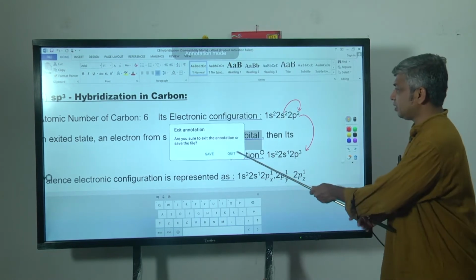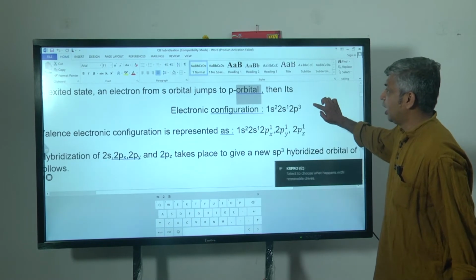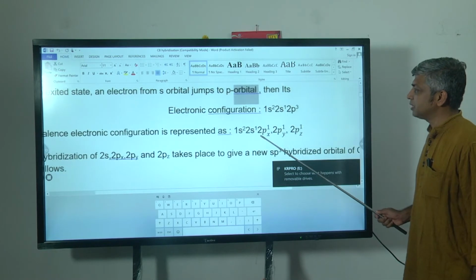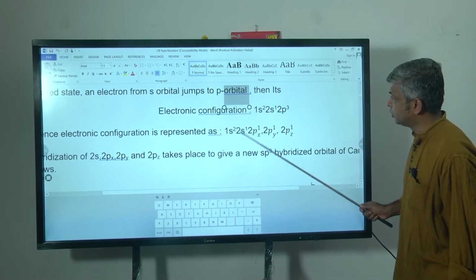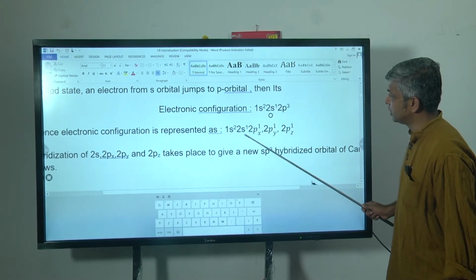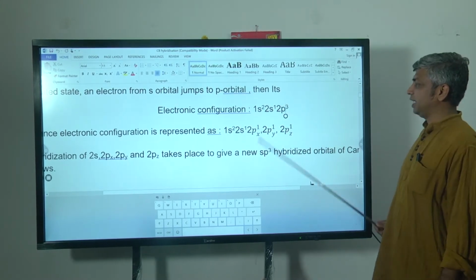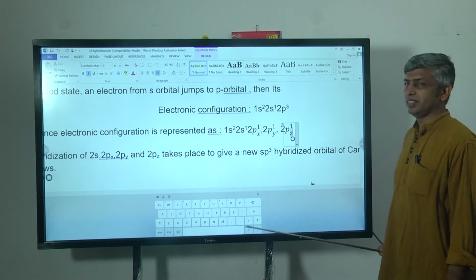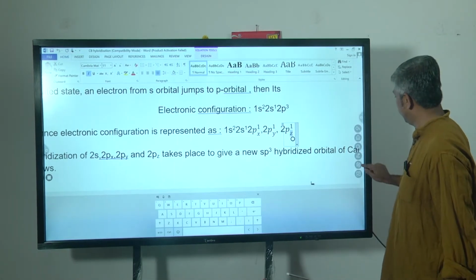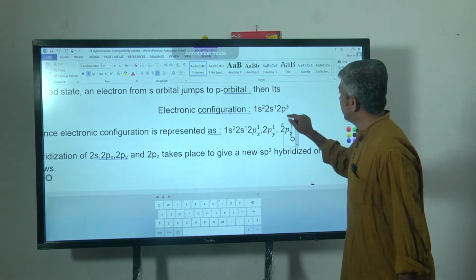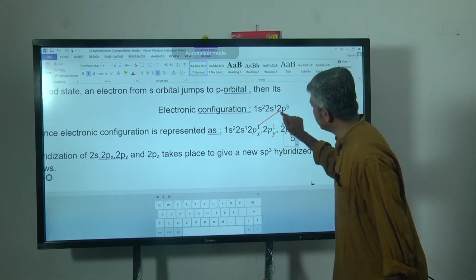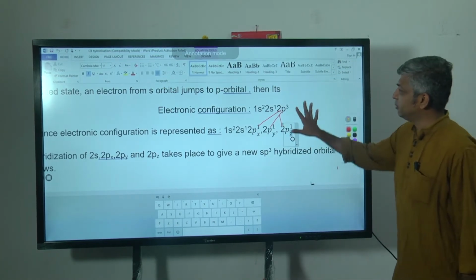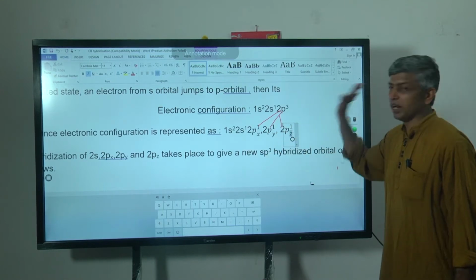Coming to the next line, how do you represent the valence electronic configuration? That is 1s2, 2s1, 2p3. You split the 2p3 into 2px1, 2py1, and 2pz1. If you are not getting it, let us discuss once again. Here, p has 3 orientations: px, py, as well as pz. So you split these electrons as 1, 1, 1 like that.